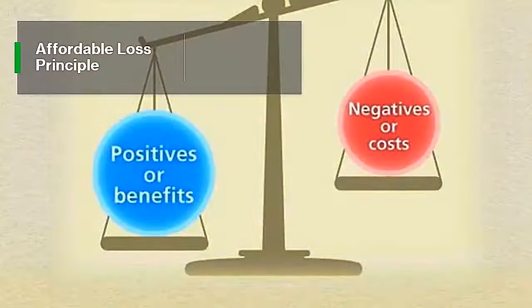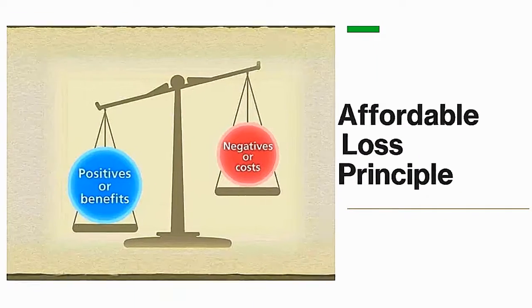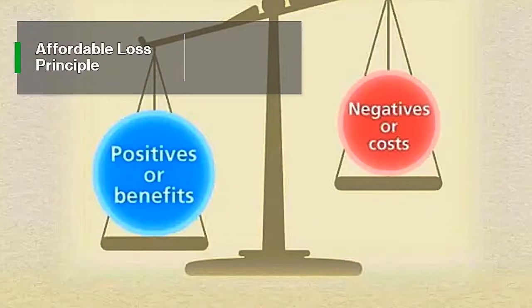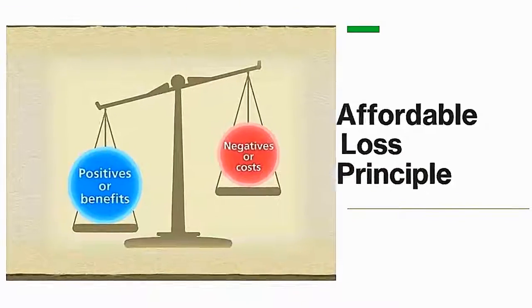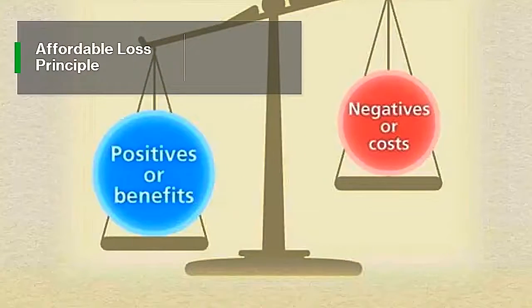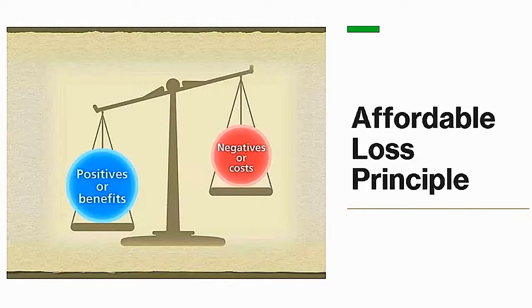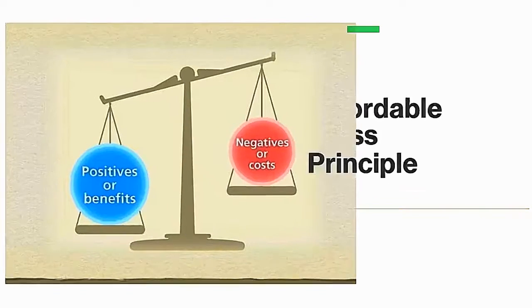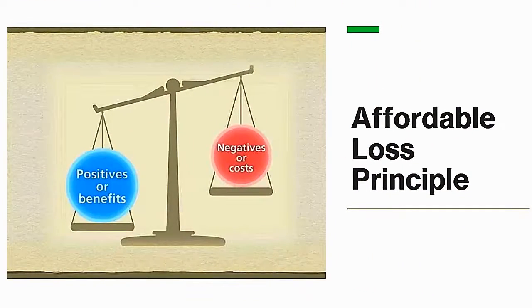Next is the affordable loss principle. Effectuation encourages entrepreneurs to take calculated risks by focusing on what they are willing to lose rather than solely pursuing potential gains. Consider a software developer with an innovative app idea. Instead of seeking venture capital funding upfront, he builds a prototype with his own savings and launches it in a small market. If the app fails, he has only invested what he can afford to lose. However, if it gains traction, he reinvests and improves it based on user feedback.